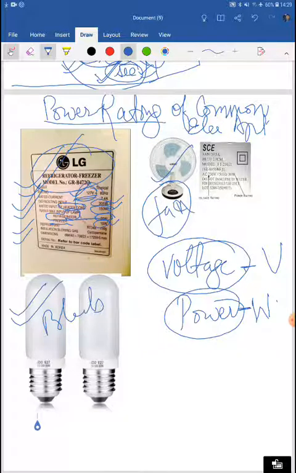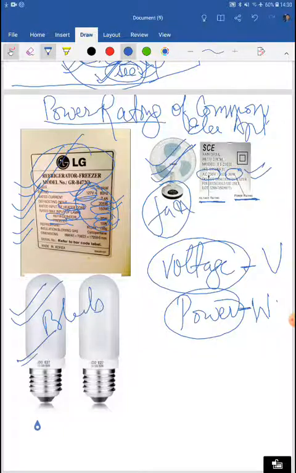So this is what we call power rating. You will find this in each and every electrical appliance. Now when you come to the fan, there is a label at the back of this fan. On the label it's written 220 volt and 30 watt. So this is the power rating and this is the voltage rating. Are you getting my point? So this you can find in each and every electrical appliance.